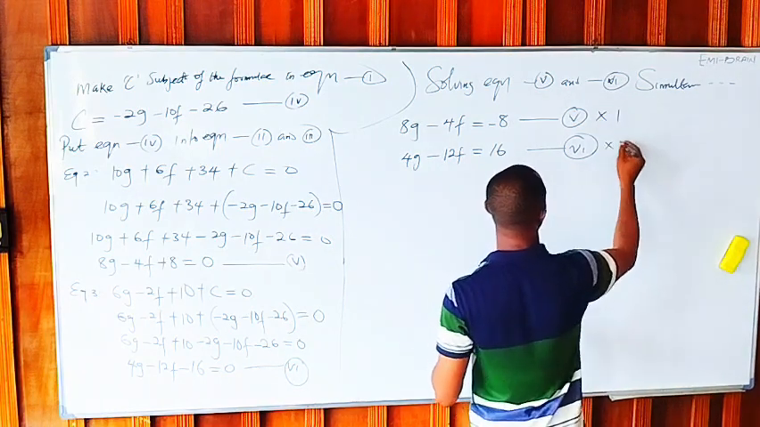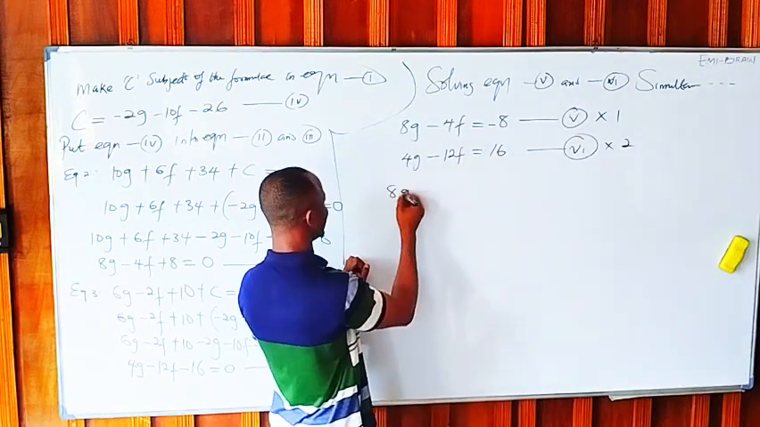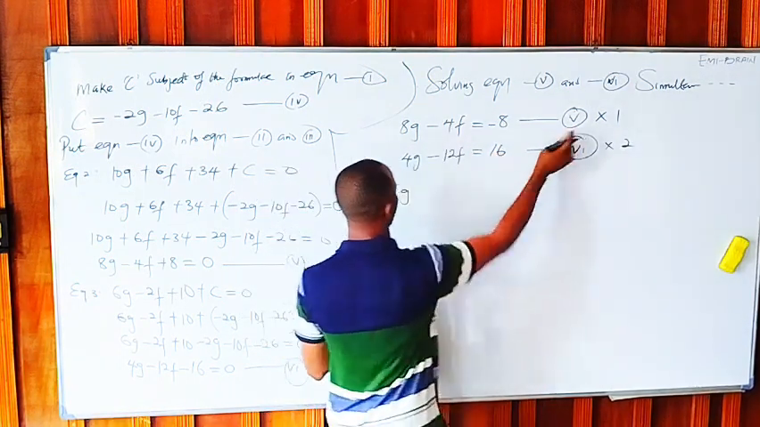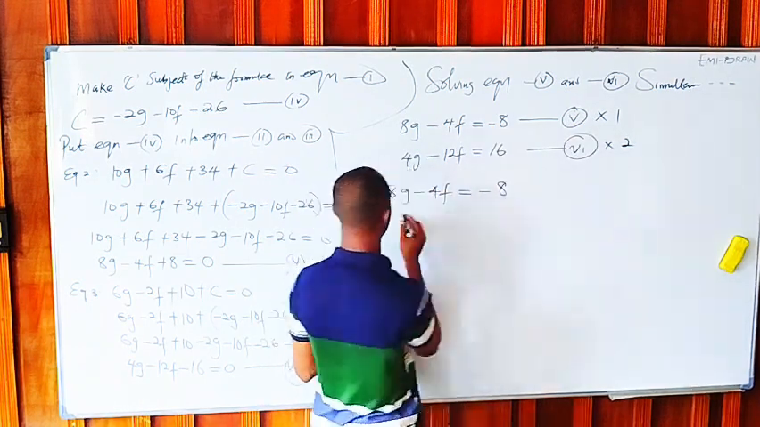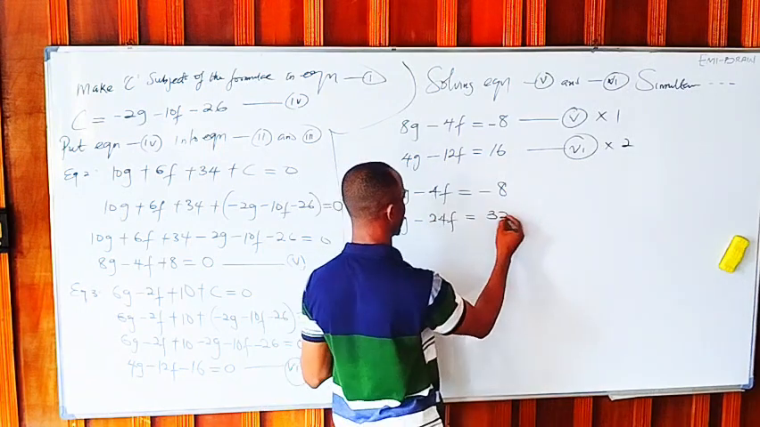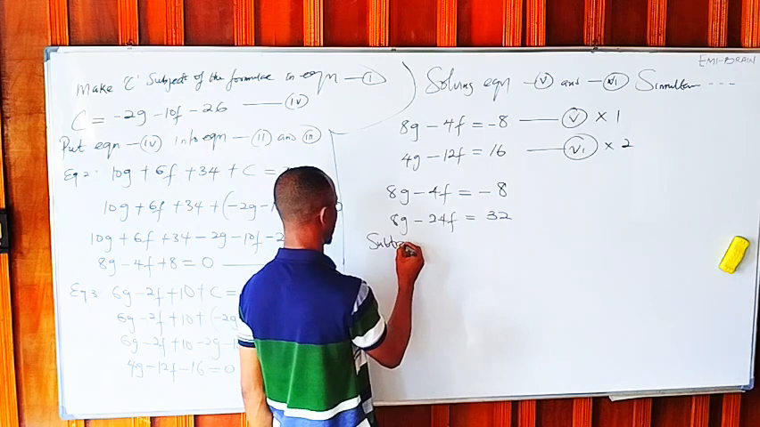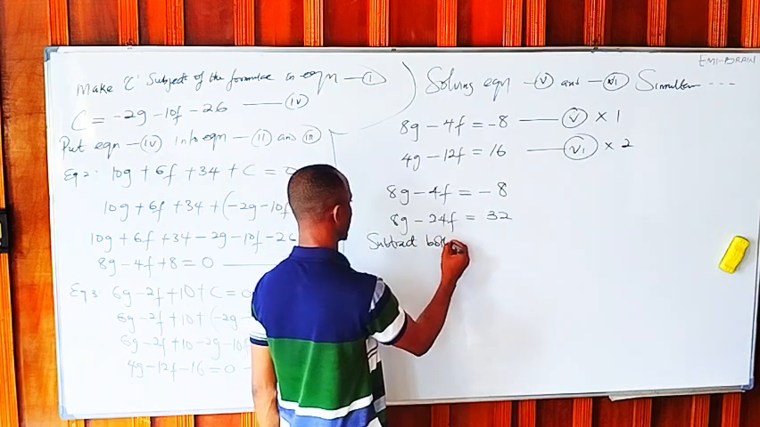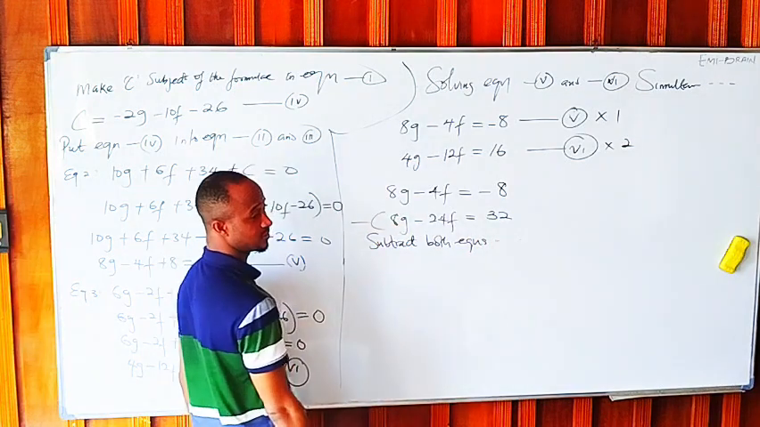Because times 2. 8G times 1 is 8G. What is minus 4F times 1? Minus 4F. Then what do we do? We subtract both equations, right? I'll put my minus sign here, is it not so?